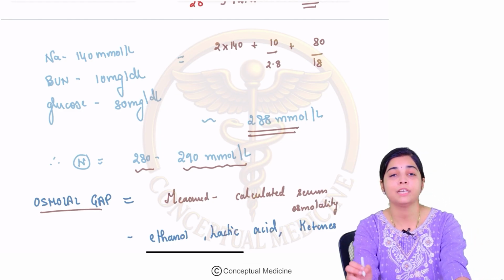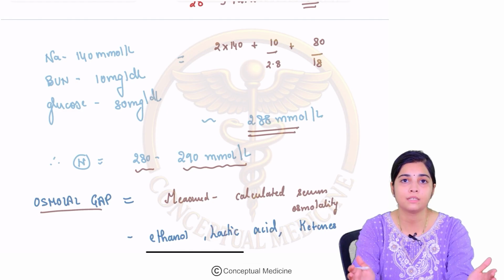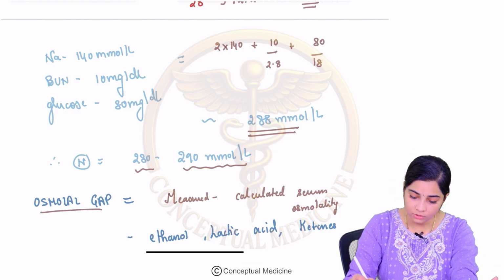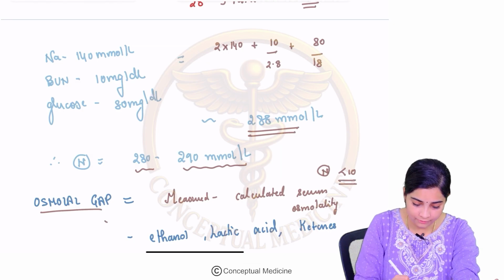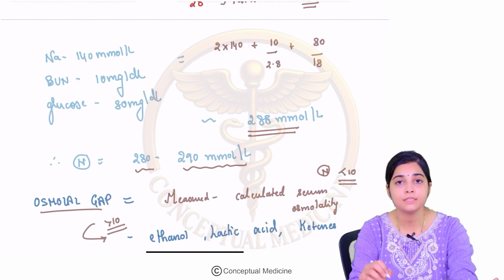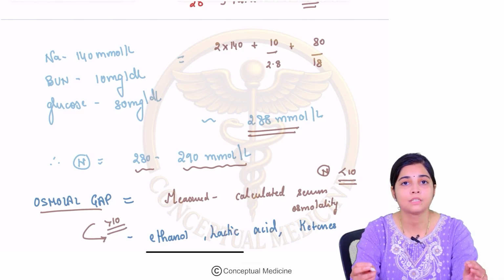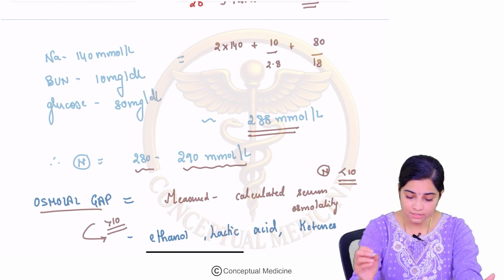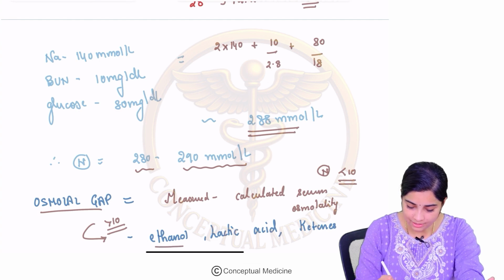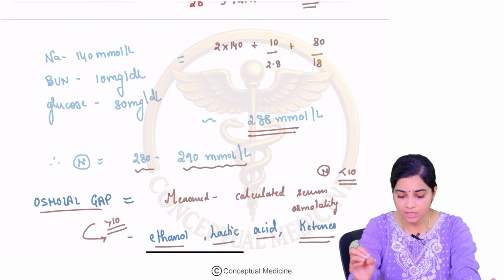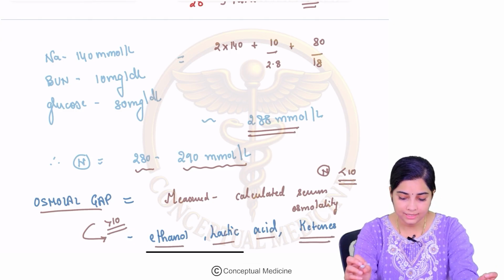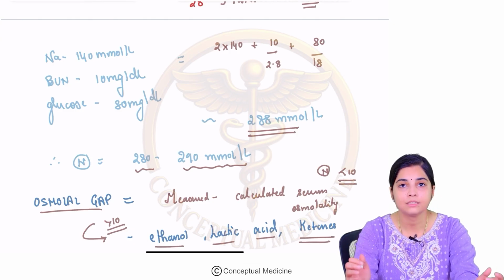So this is given by measured minus the calculated serum osmolality, and normally this is less than 10. If it is more than 10, this means that there are certain other substances which are contributing to this osmolar gap, substances like ethanol, lactic acid and ketone bodies. So substances like ethanol, lactic acid and ketone bodies can result in this high osmolar gap.